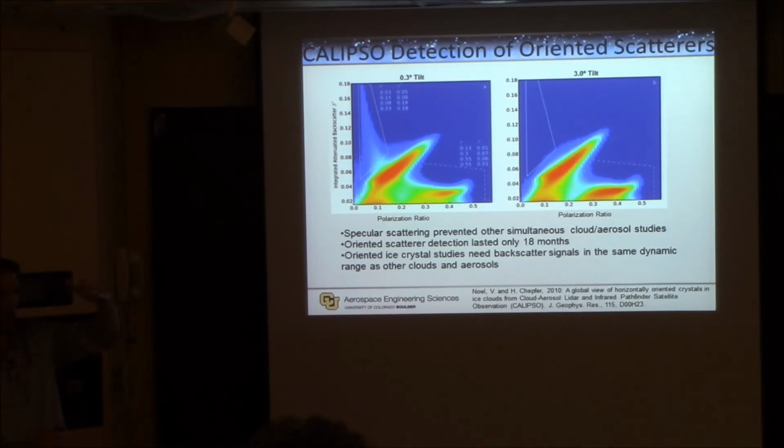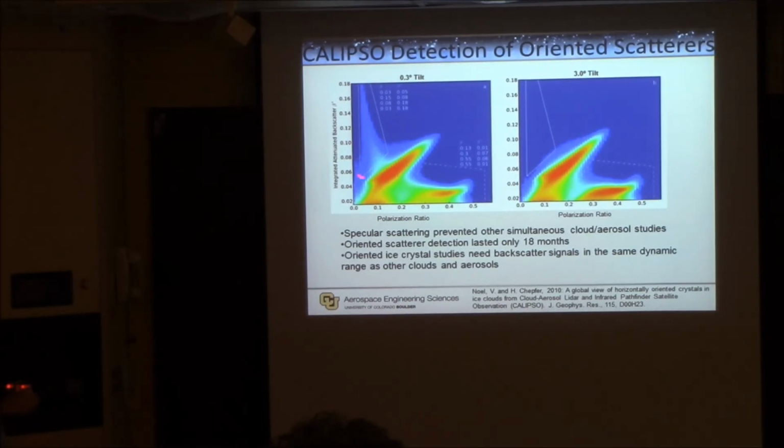Yeah. So if they're oriented to the cloud, you'll get a specular reflection right back, and it'll be extremely strong, obviously, with specular intensities. And so for about 18 months, the Lidar on board CALIPSO was aligned nearly normal to the geopotential of the Earth. And so what happened was that at what they determined to be a 0.3 degree tilt, the oriented ice crystals showed up in their signal in a kind of funky way.